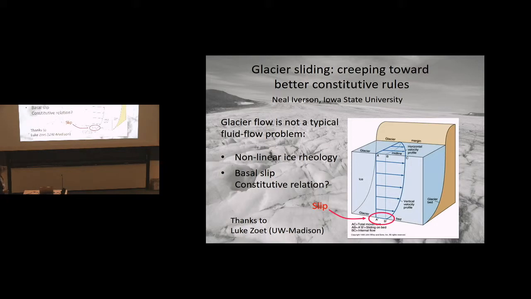And a long-term priority in glaciology, going back to the 1950s, is to develop a constitutive rule for this motion where stress is linked to motion in some rational way that can be used in large-scale numerical models of glacier flow.